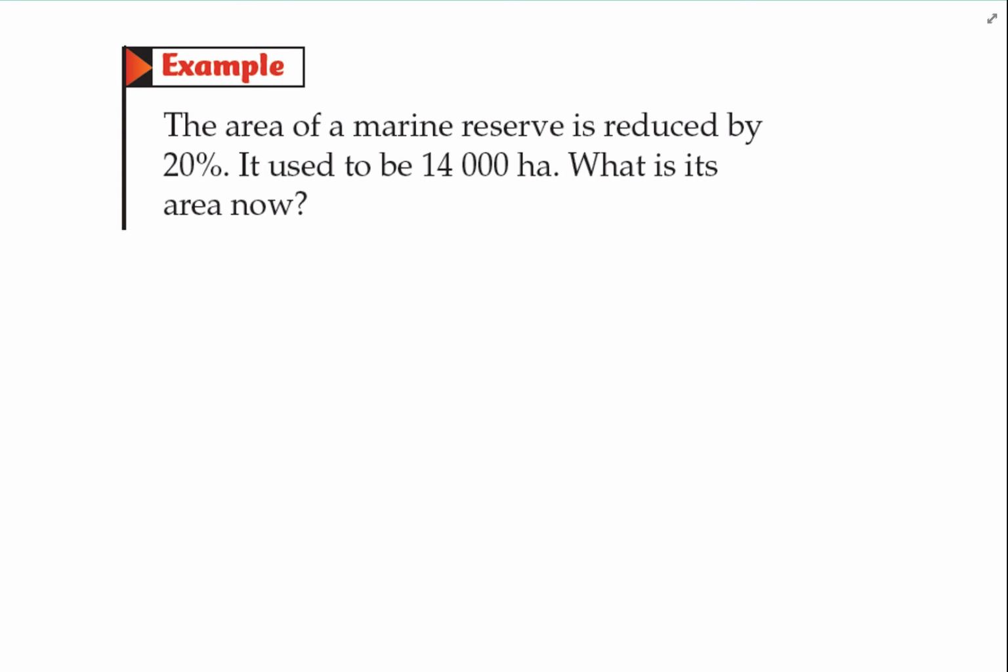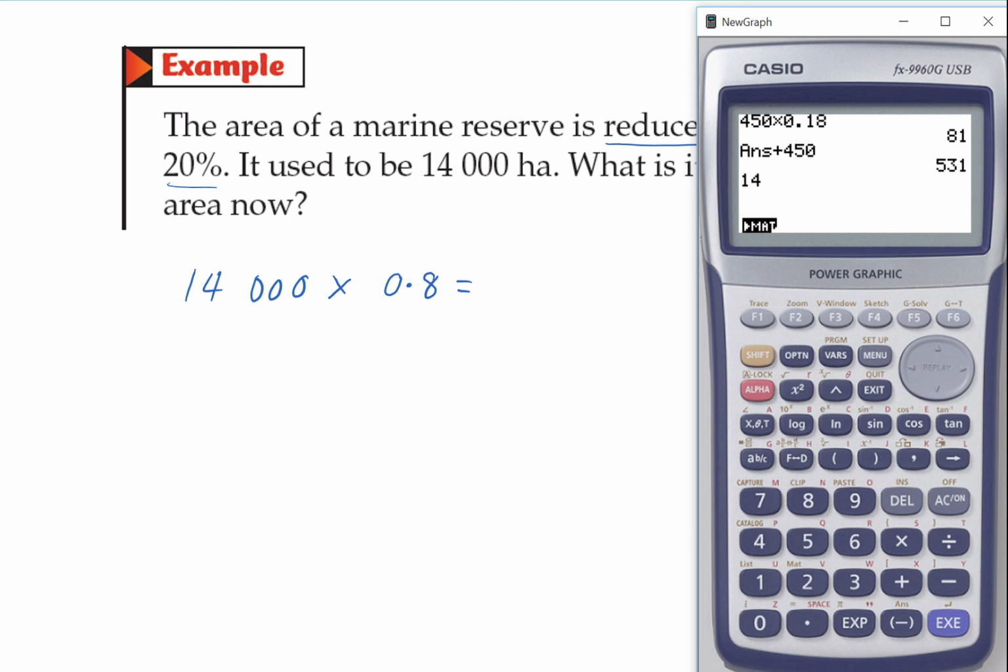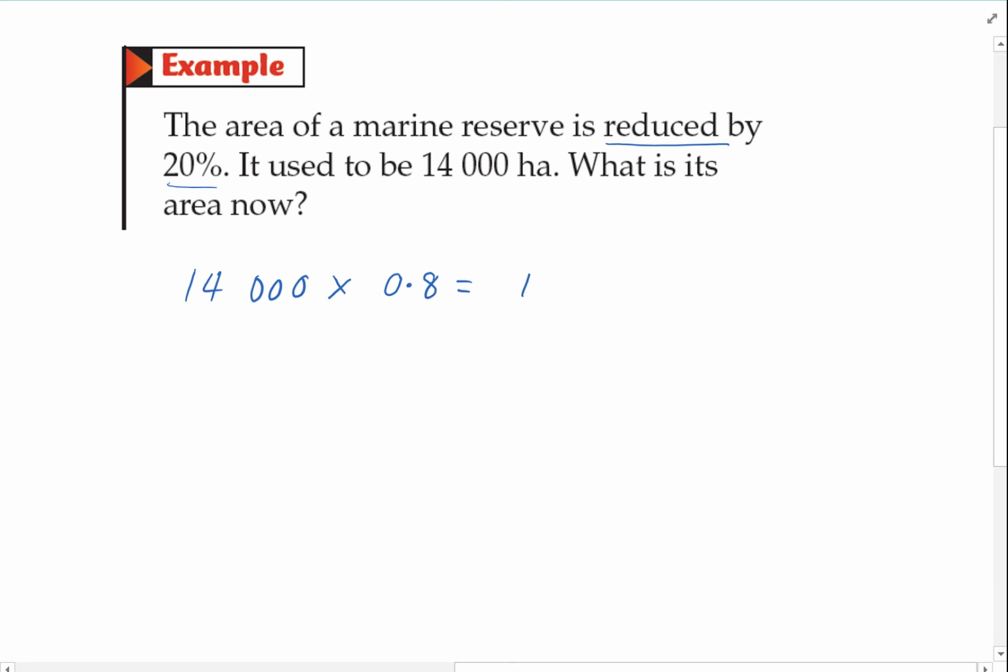So in the second example, we're asked to reduce something by 20%, and so what we're doing is we're taking the amount, 14,000 hectares, and instead of timesing it by 1.20, we're going to take 0.20 away from 1. So we're going to times it by 0.8. So in other words, what we're saying is if we're reducing it by 20%, then we're going to be left with 80%. That's in effect what we're working out. And so we put that into our calculator, 14,000 times 0.8, and that gives us 11,200.